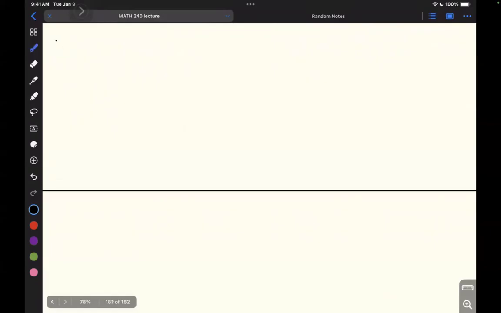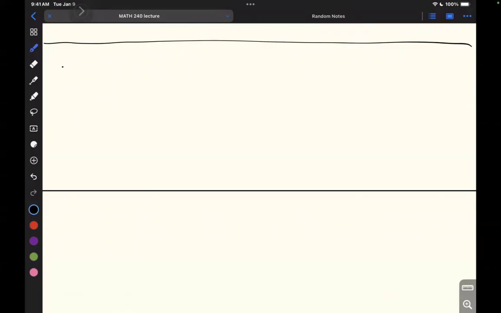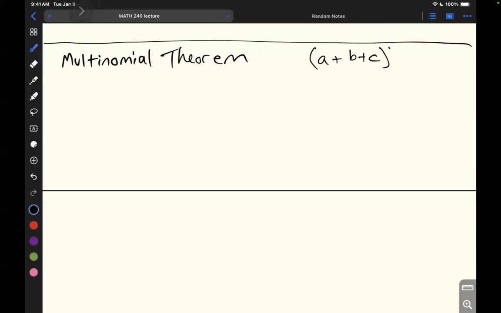Now we'll talk about the multinomial theorem. By the way, it's called multinomial because nomial means name. And we'll talk about this because we'll look at the example a plus b plus c cubed.